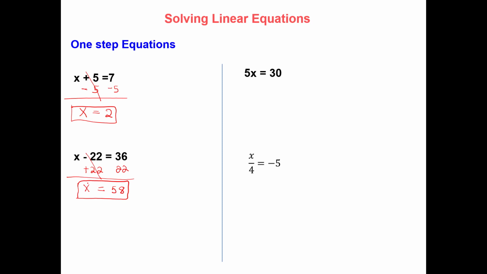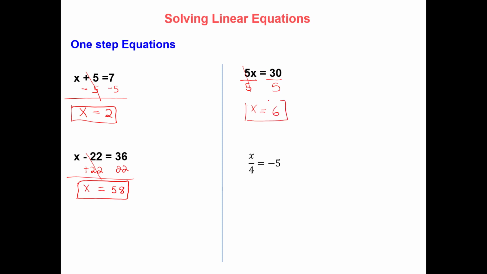In this case, 5 is multiplying x. And in order to solve for x, we need to divide by 5. Always the opposite operation. And divide by 5. And 5 divided by 5 is 1. This is why we cancel out. And x equal 30 divided by 5 is 6.